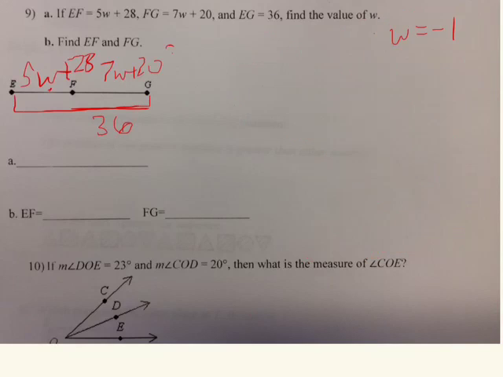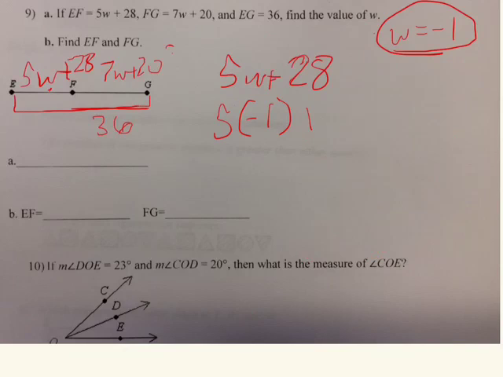Alright, so I know that EF is equal to 5W plus 28. So the way I need to solve this is just by plugging in what W equals, which we found out was -1. So I'm going to say 5 times -1 plus 28. That's going to be -5 plus 28, and this is 23 is what EF equals.